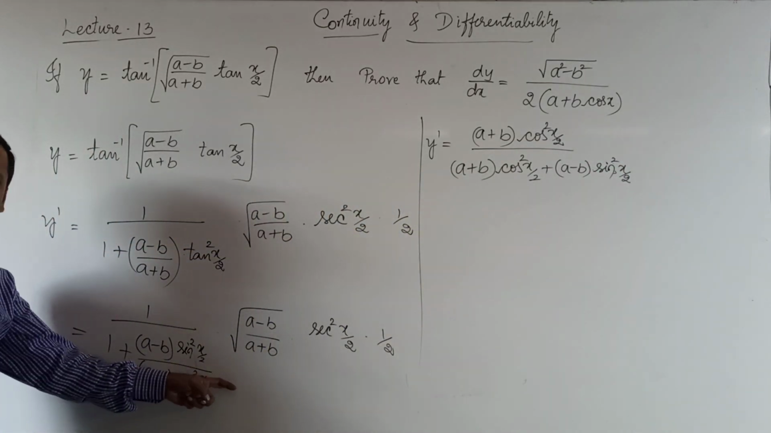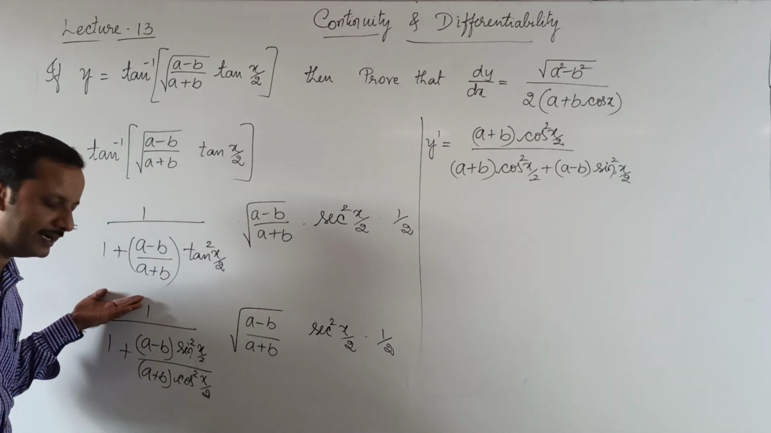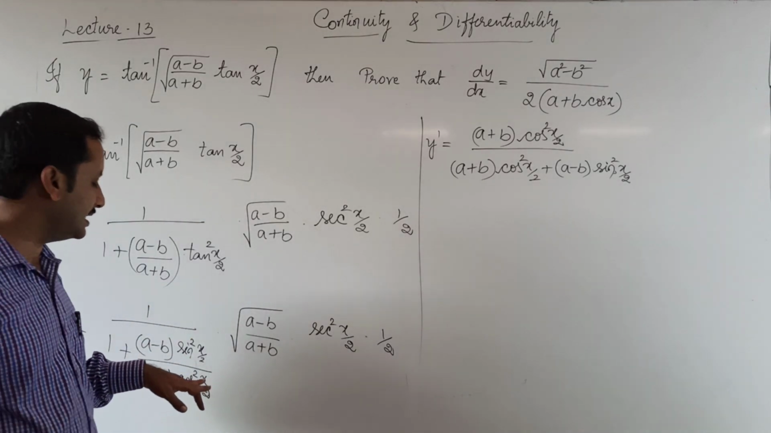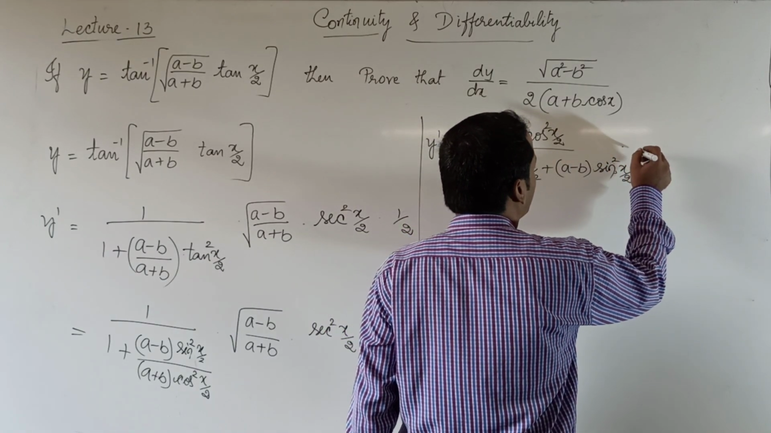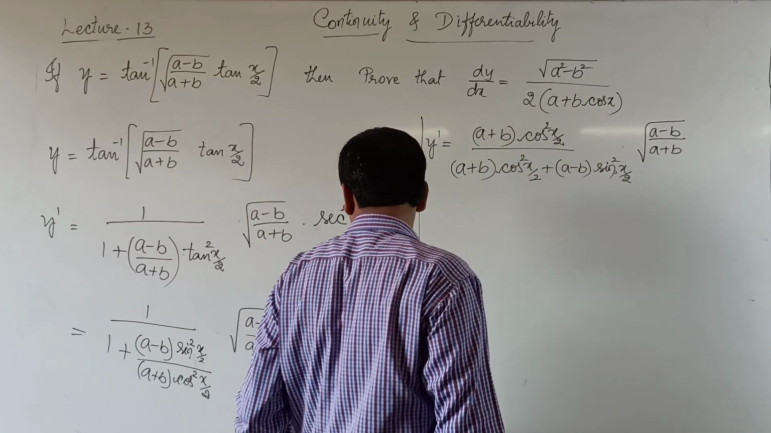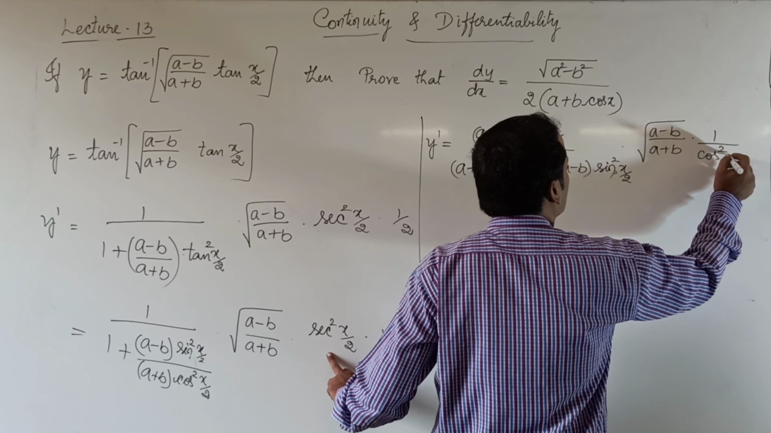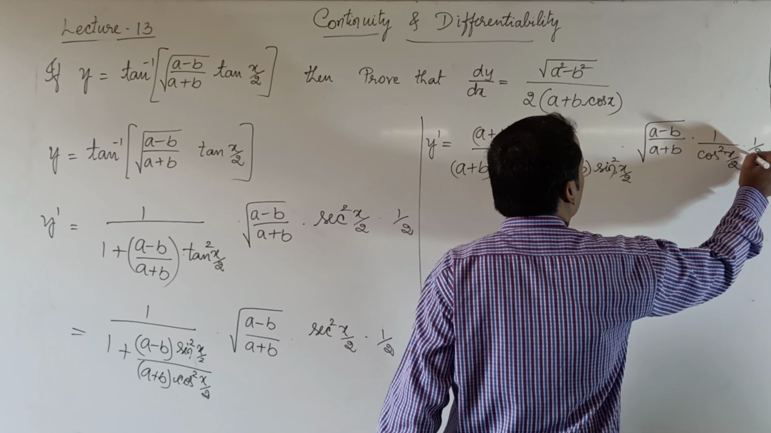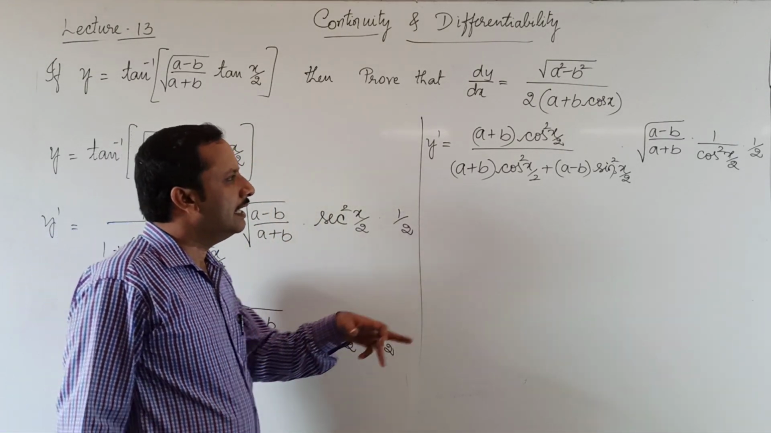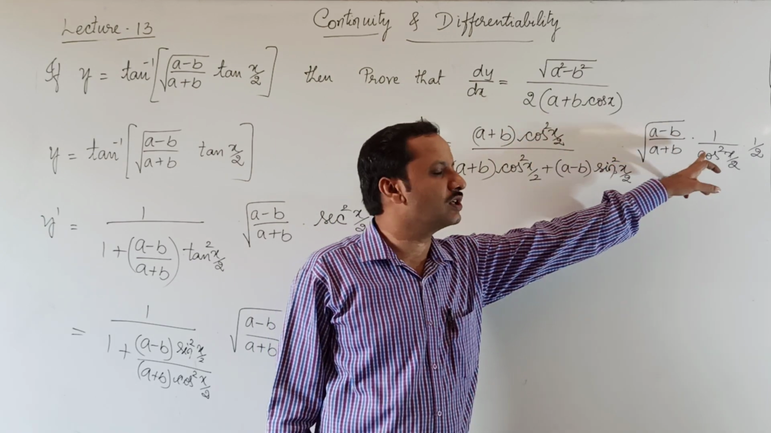Sorry, a minus b into sin square x by 2. I have taken LCM here, (a plus b) into cos square x by 2. That LCM has gone up to the numerator. Then here you have (a plus b) into cos square x by 2 plus (a minus b) into sin square x by 2, into root of (a minus b) by (a plus b). Okay. Into secant square x by 2 is there. I will write that as 1 by cos square x by 2 into 1 by 2. Secant square x by 2 I am writing it as 1 by cos square x by 2. Okay. Now I will cancel this cos square x by 2, cos square x by 2. Okay. I am cancelling cos square x by 2.